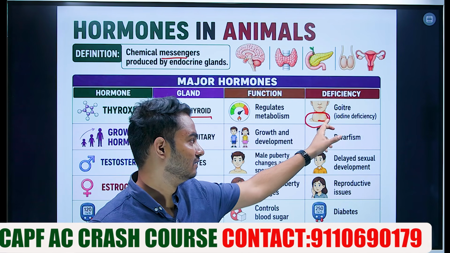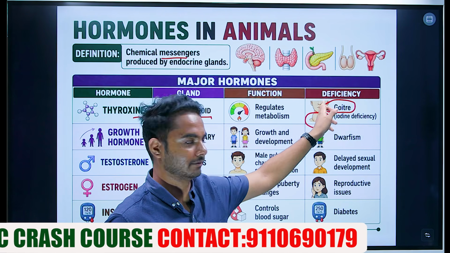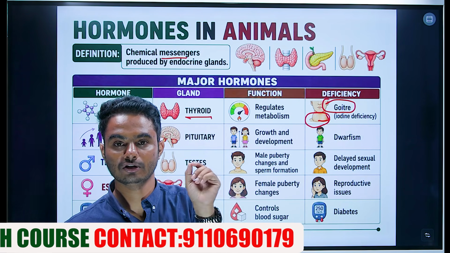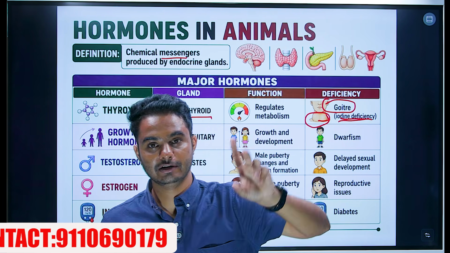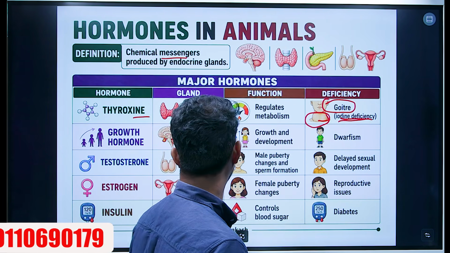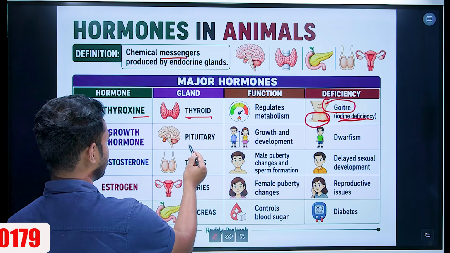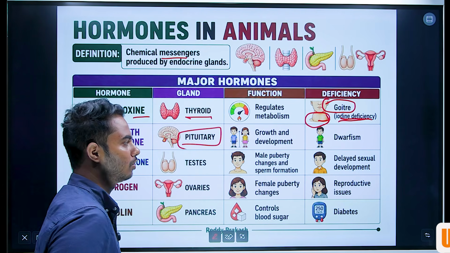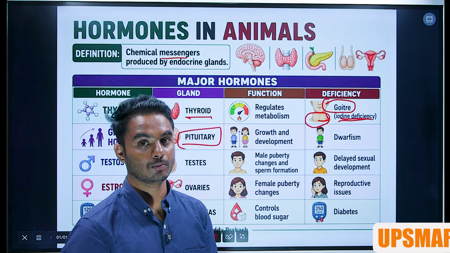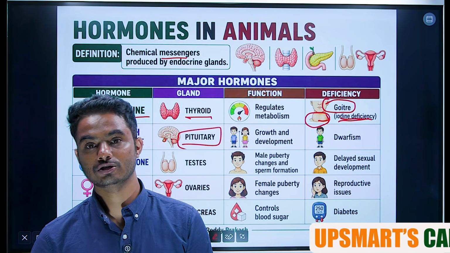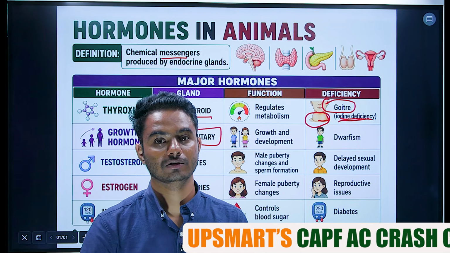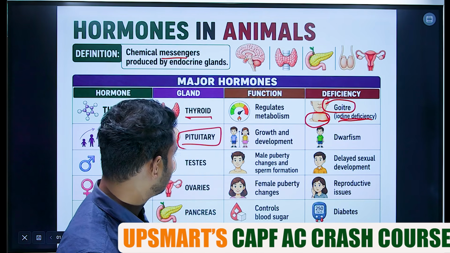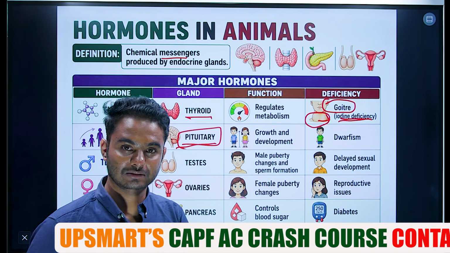This disease is called goiter. Okay, the name is important, goiter. Goiter is due to iodine deficiency. Easy? Next is growth hormone. Growth hormone is by the pituitary gland, which you already know. Growth release hormone, growth inhibition hormone, somatostatin, release and inhibition, this is done by the hypothalamus. Growth hormone directly is given by the pituitary gland.